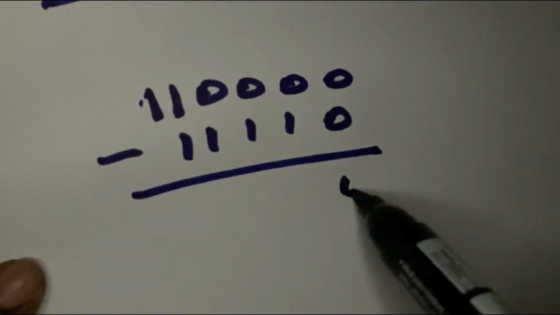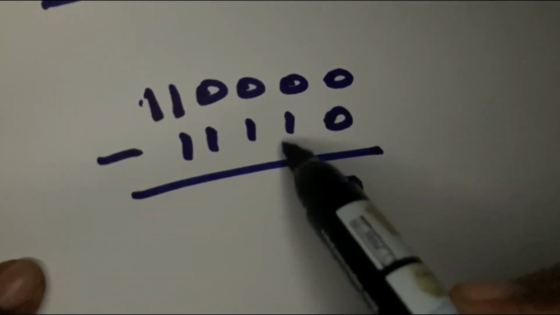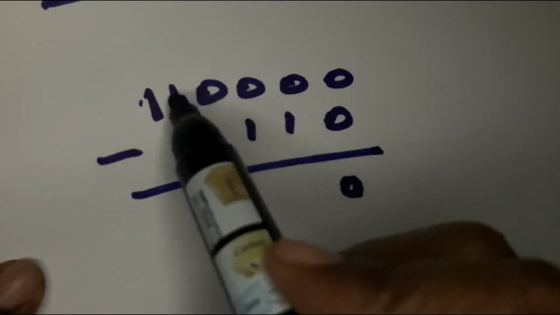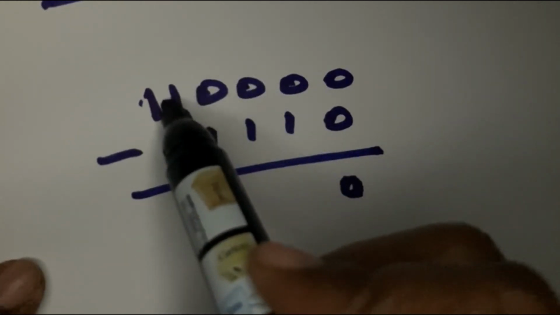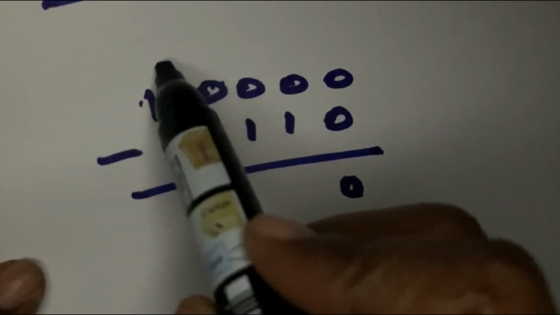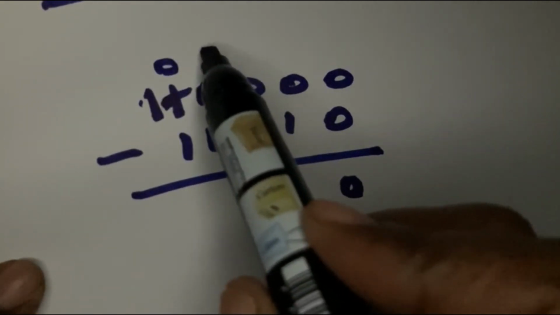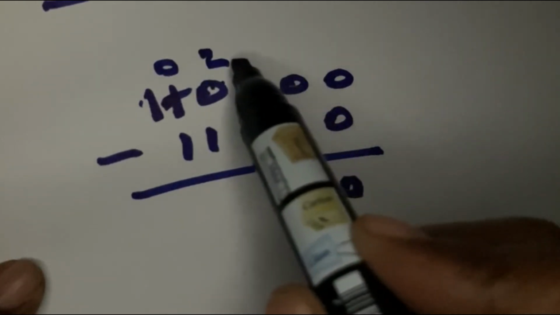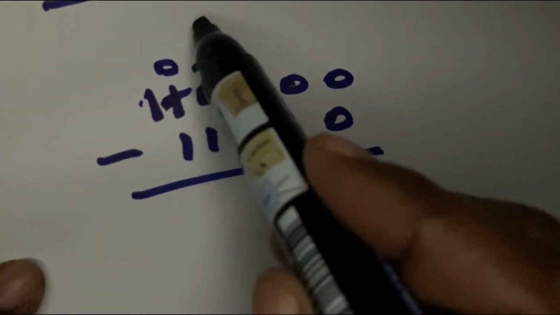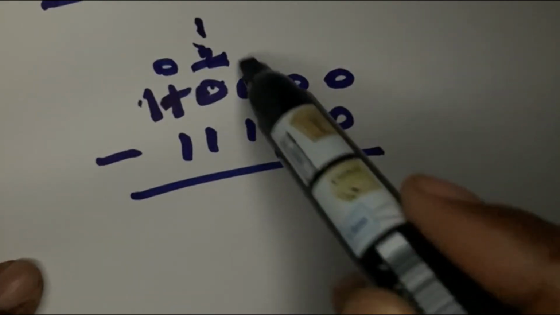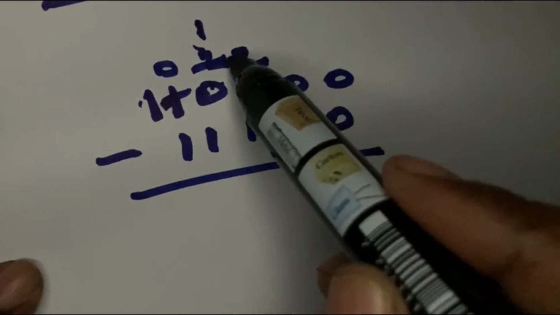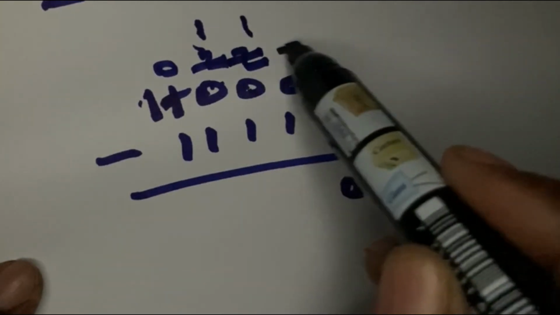0 minus 0 is 0. 0 minus 1 you cannot, so we have to go all the way here. So this 1 can lend to this 0, or the 0 can borrow from here. So this changes into 0 and this changes into 1, into 2. Again, this 0 will borrow from here. So this changes into 1 and this becomes 2. Then this 0 can borrow from here. So this 2 can change into 1 and this 2.